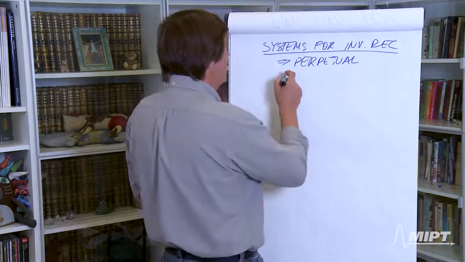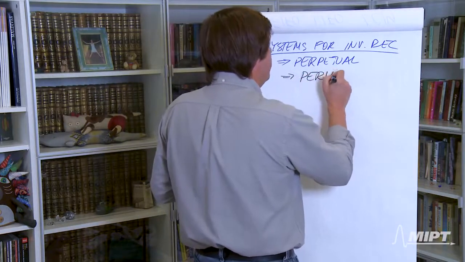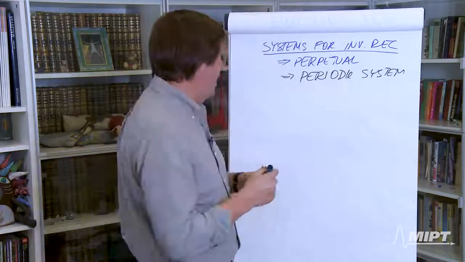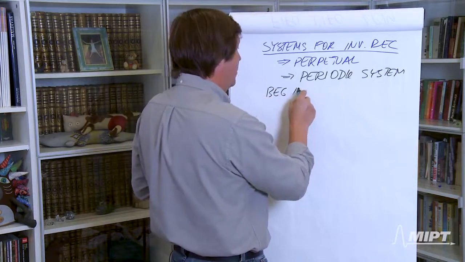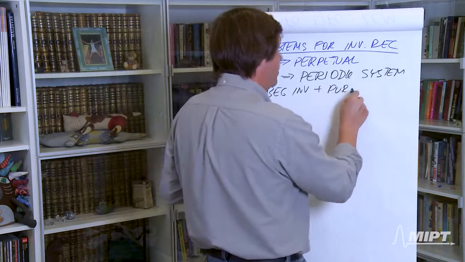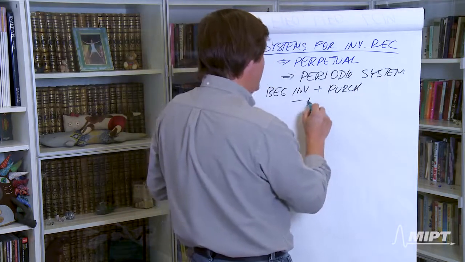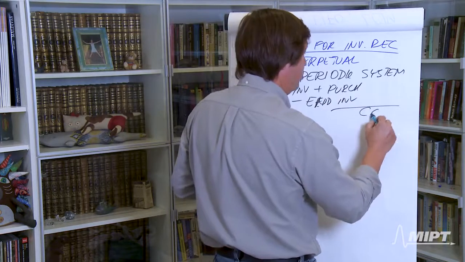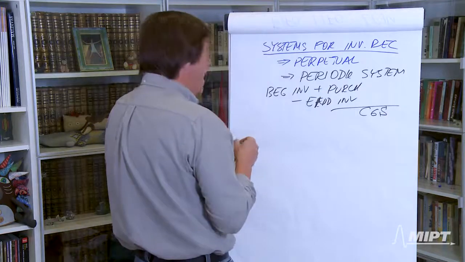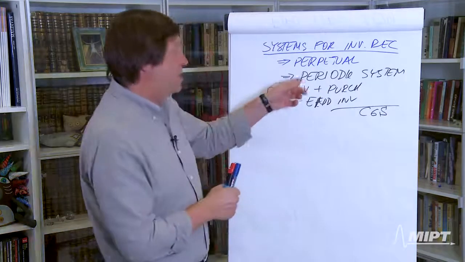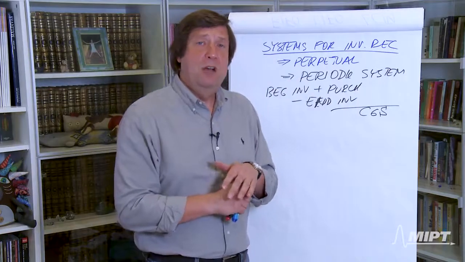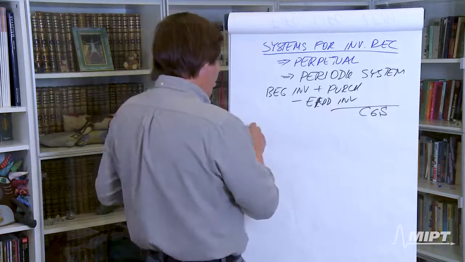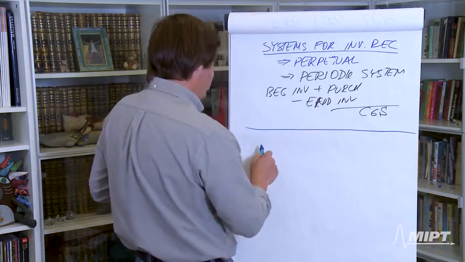Now, it's much easier to use the system with the advanced IT technologies. But the most often used is the periodic system, in which we basically take the period, and then we say that this is beginning inventory plus purchases, as we dealt with before, then minus ending inventory, and that is the cost of goods sold. That is what we do. And it is normally within this periodic system that people use some most widely applied cost flow assumptions, namely LIFO. And now we go to the cost flow assumptions.